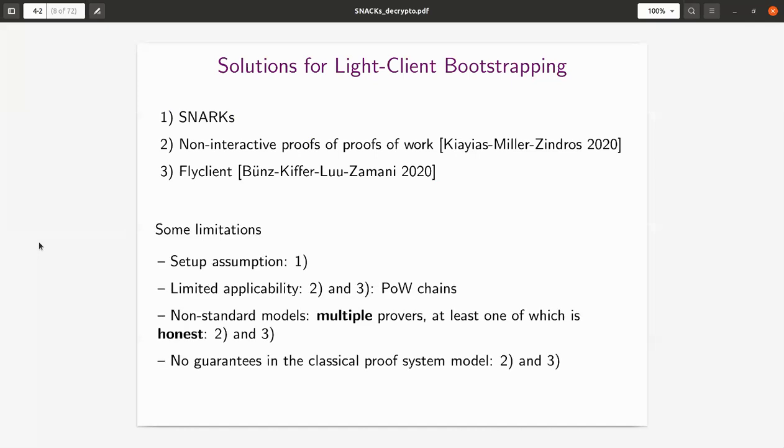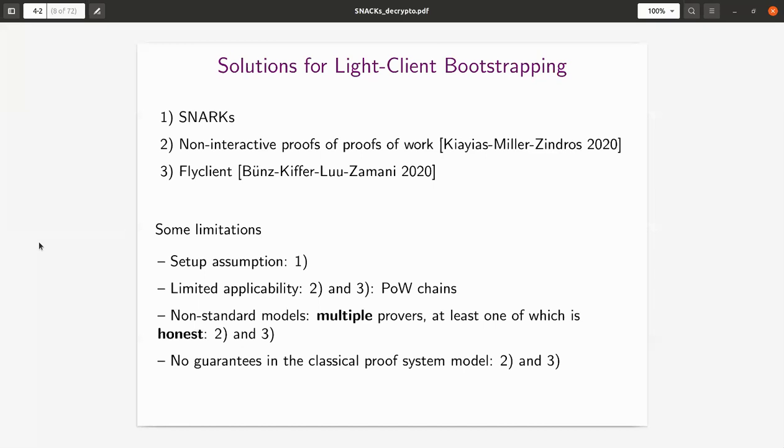Some of them, like snarks, require some setup assumptions that we would like to avoid. NIPoPoWs, for example, and FlyClient, both have limited applicability to blockchains that run like proof of work blockchains. And most importantly, as I highlighted on the previous slide, they all work in a model in which you have multiple provers and you assume one of them is honest. If this assumption is violated, there are no guarantees as far as we know that any of these solutions give you.